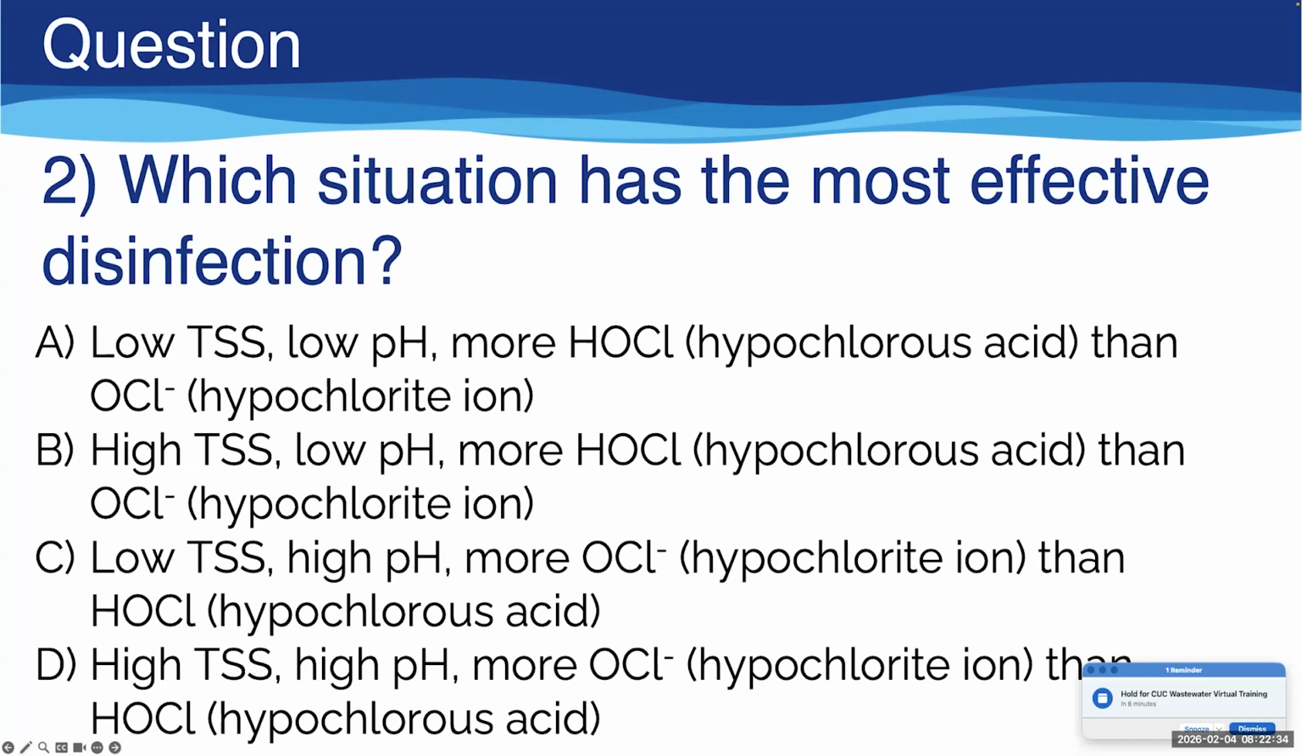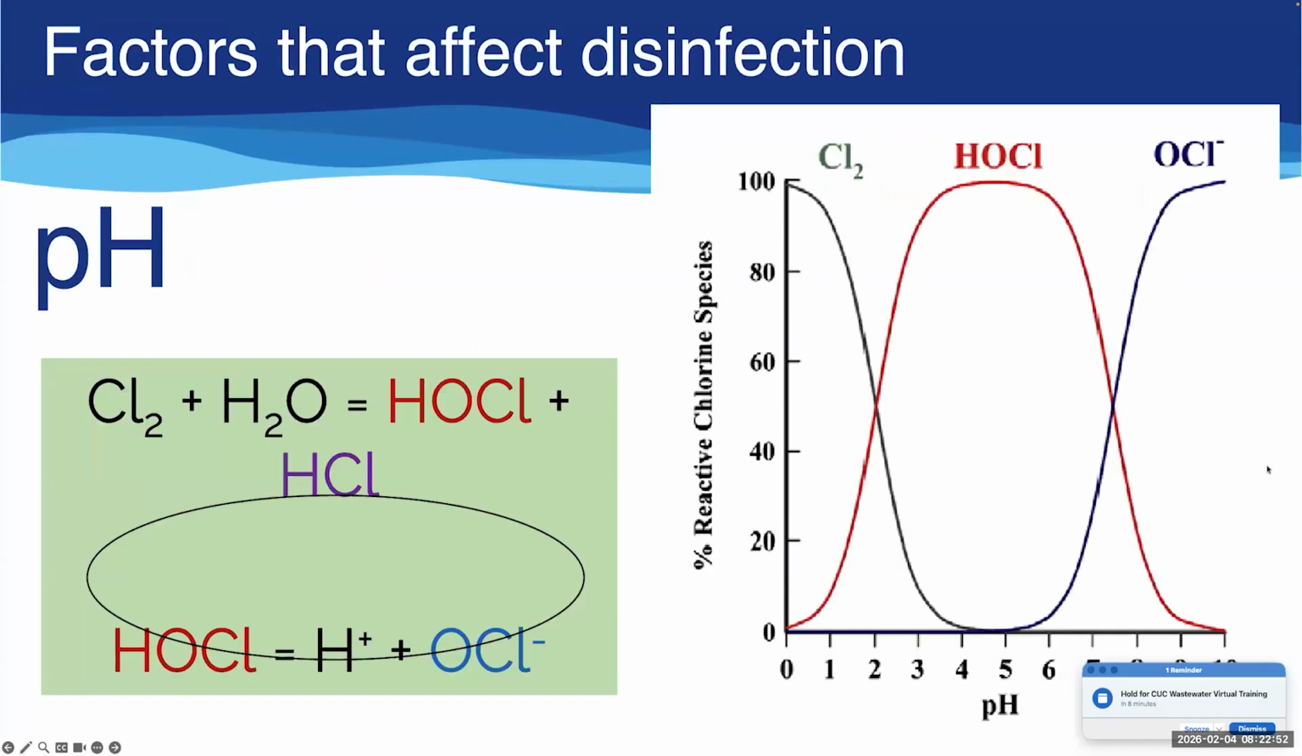Right, so our correct answer here is A. We want low suspended solids, right? The more stuff there is in the water, the harder the chlorine has to work. Ideally, you want a lower pH and more HOCl, so the hypochlorous acid. So just let me go back to that image we're looking at here. And I probably could have worded that question a little better and said lower pH instead of low. But we're looking for a pH somewhere between 4 and 7.5, where you're going to get mostly hypochlorous acid.